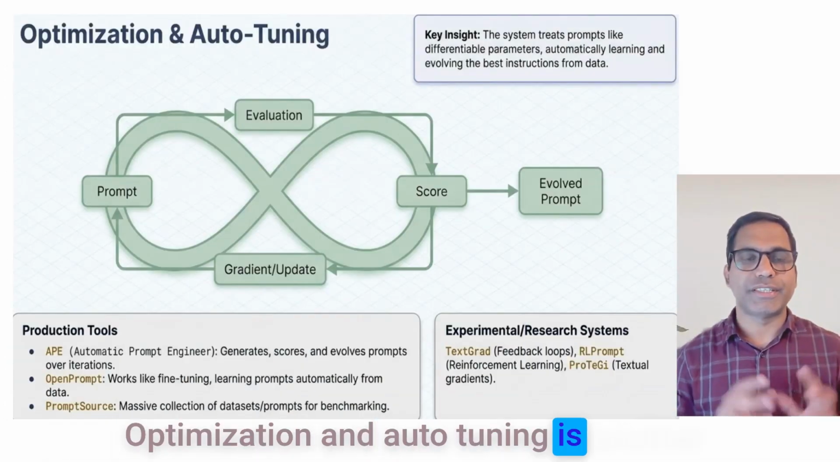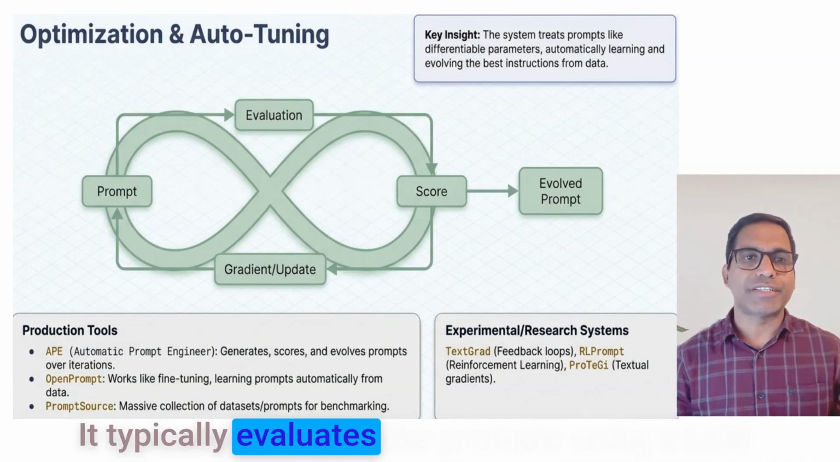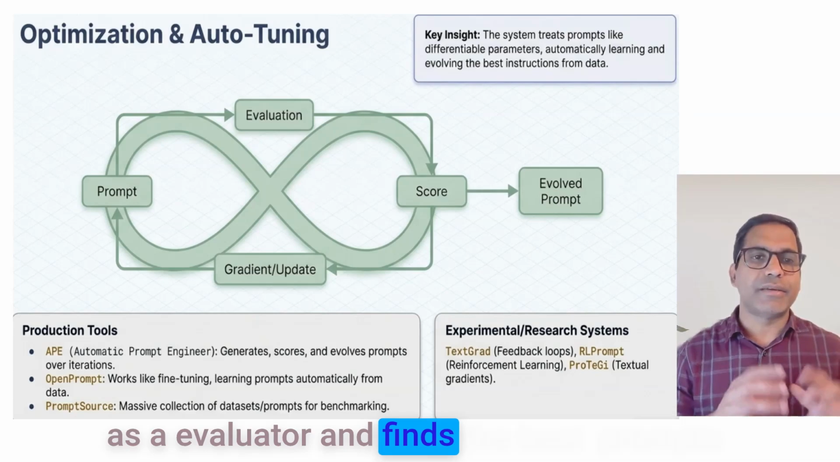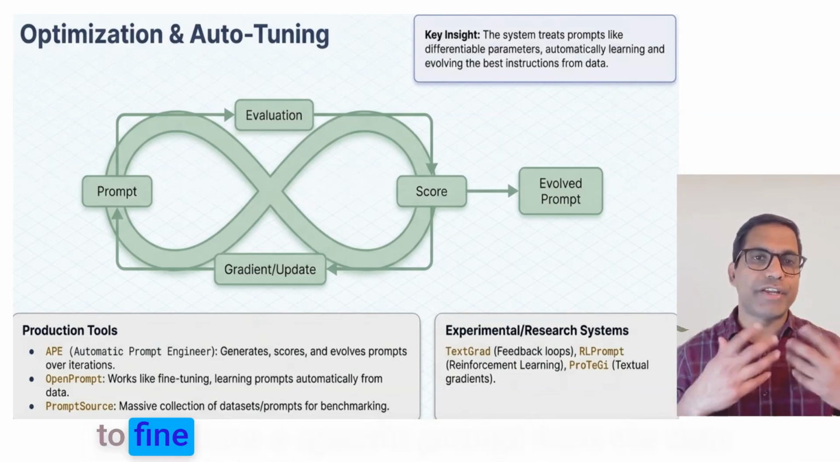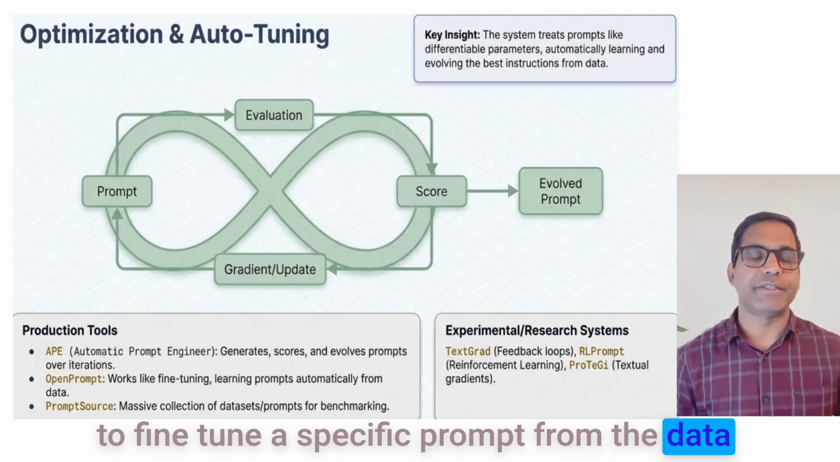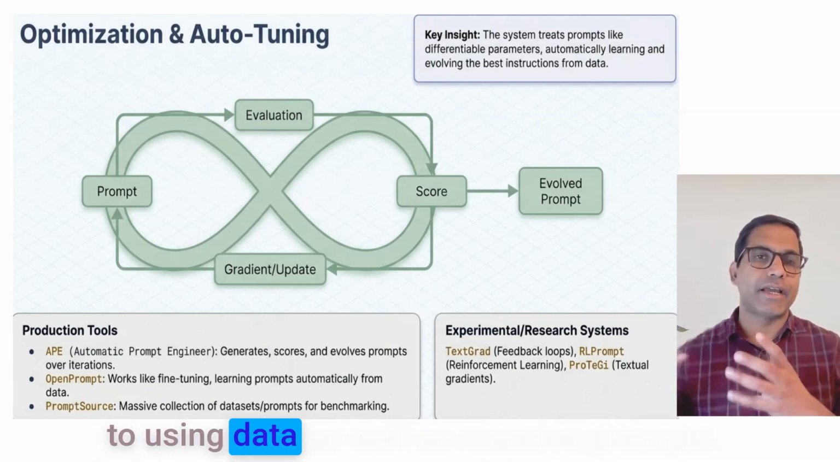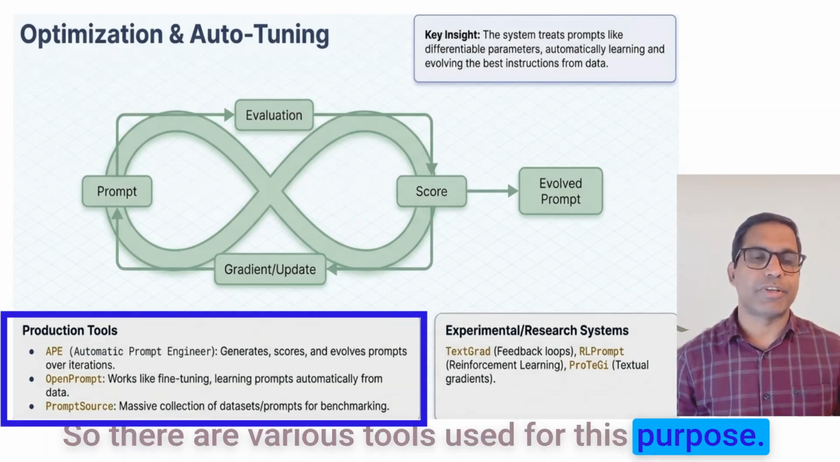Optimization and auto tuning is another category of the prompt engineering process. It typically evaluates the prompts using an LLM as an evaluator and finds the best prompts that suit a specific task, or it can fine tune a specific prompt from the data, and it can also benchmark the prompt using data as well as massive prompts. So there are various tools used for this purpose.